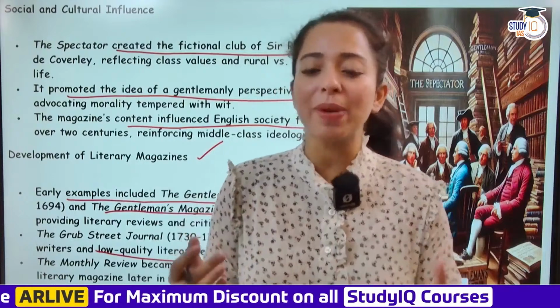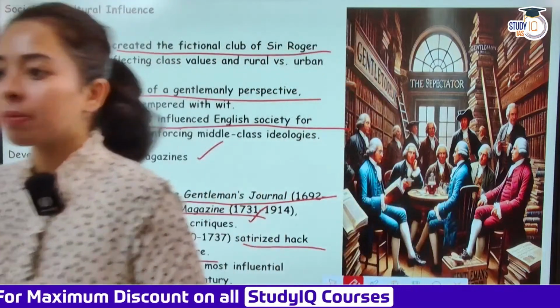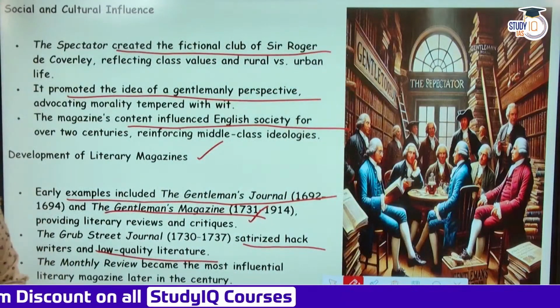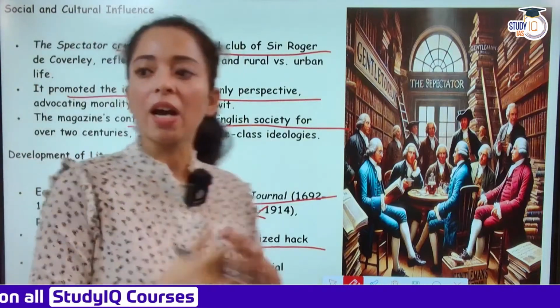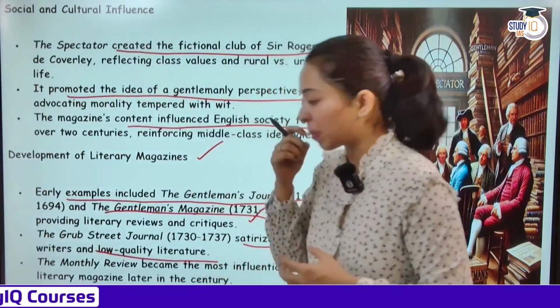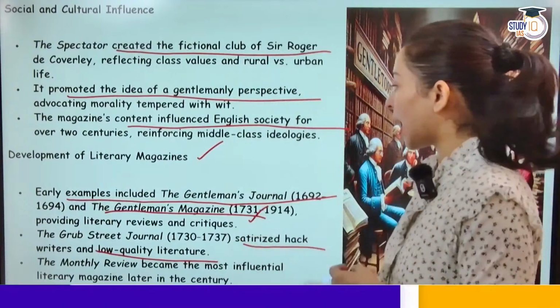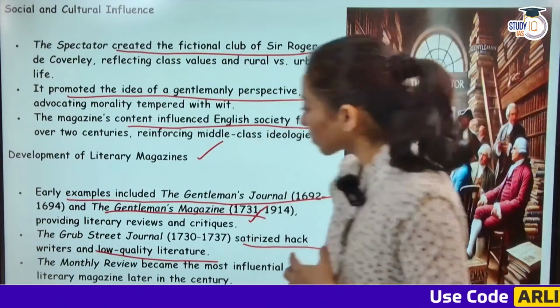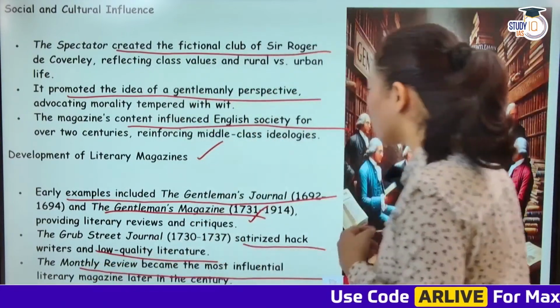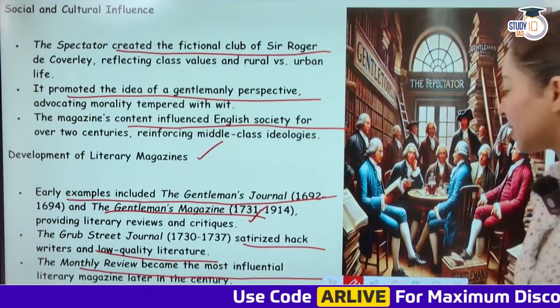Because, guys, due to the printing press there used to be a surge in writing. So this kind of public journal used to have that sort of low quality literature. The Monthly Review became the most influential literary magazine later in the century.